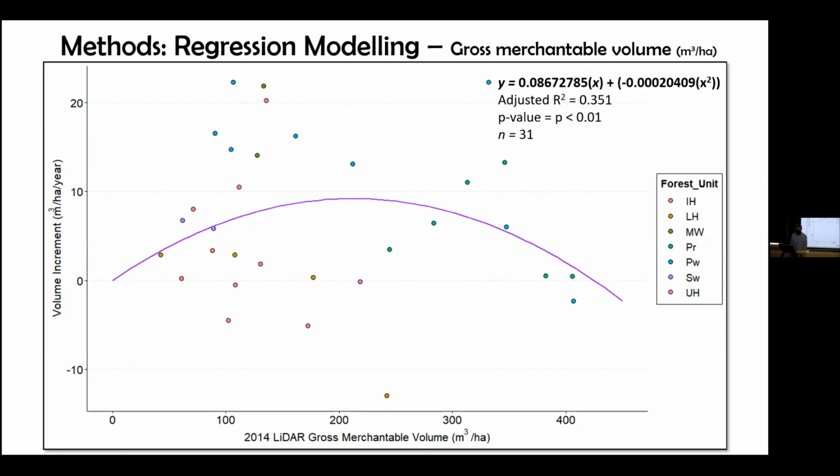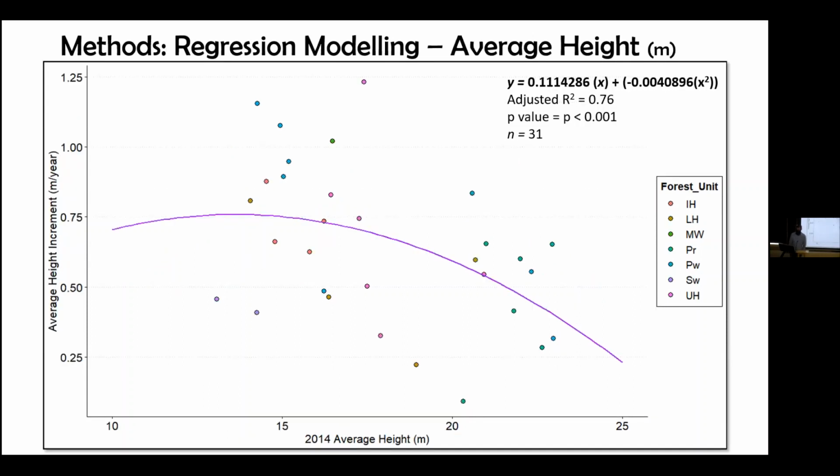This had the poorest R-square, but the relationship is still determined to be statistically significant. And finally, here's the average height regression model. You'll see this one has the highest R-square of all the models, and the relationship is very statistically significant.